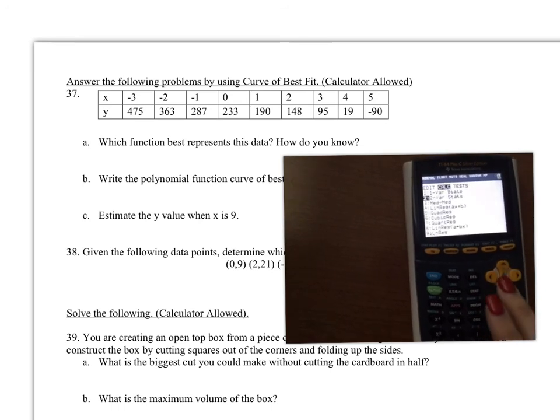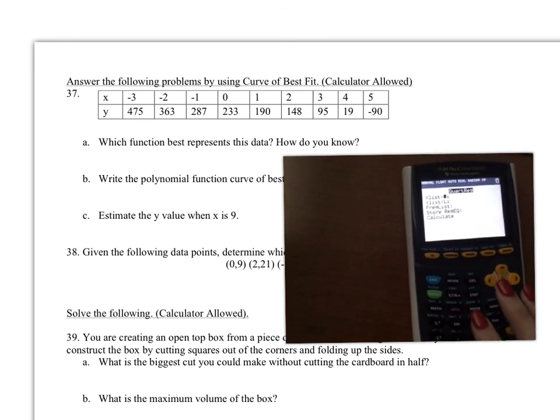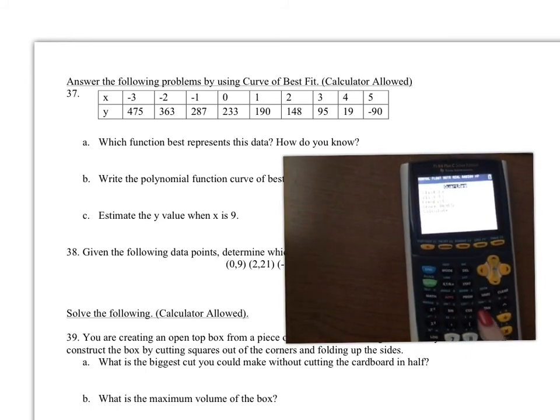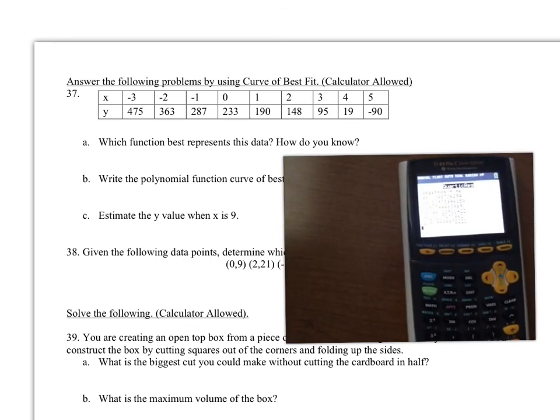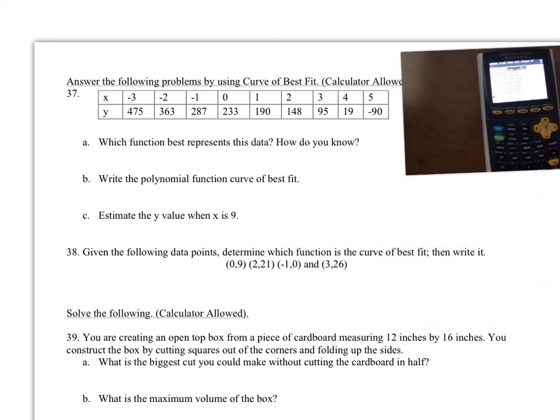So I'm going to go stat calc, go down to quartic, and then I'm going to store in my equation. I'm going to do vars over to y vars, enter, enter, and then go down to calculate so it has that equation. Now I'm going to come over here and write my expression. It says what function best represents the data, and I'm going to say quartic, because r squared was the closest to 1.